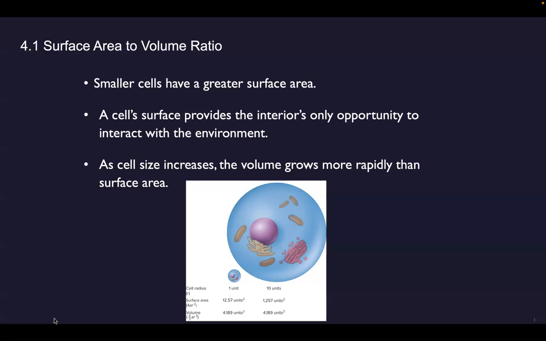As you recall, smaller cells have a greater surface area. As cell size increases, as cells get bigger, the volume inside the cell is going to grow more rapidly than the surface area of the cell.